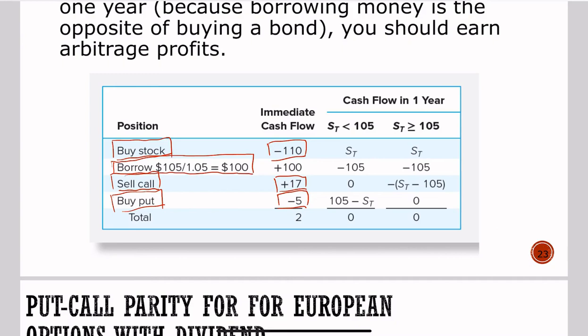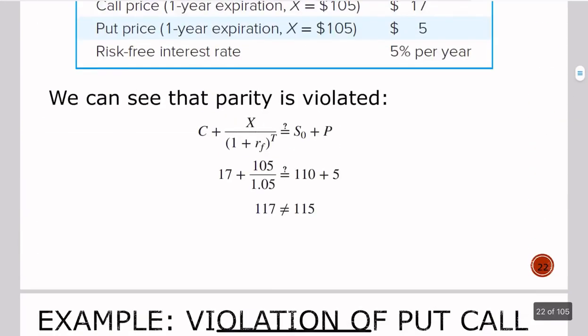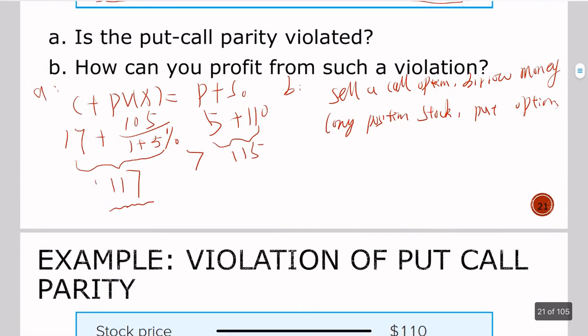And you can see that after borrowing, you will get $100 of this positive cash flow. So what is your total cash flow? It's just $2. That is, you will get your $2 arbitrage profit, right? Which is pretty easy to understand because you can see that if you short sell, you will earn $117. And if you buy, you will have to spend $115. So your profit is the difference between these two numbers. That is $2.